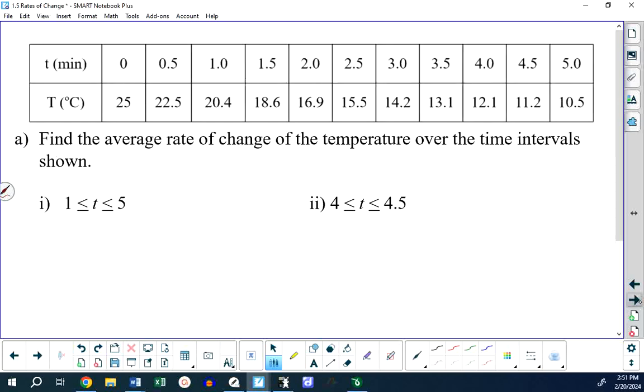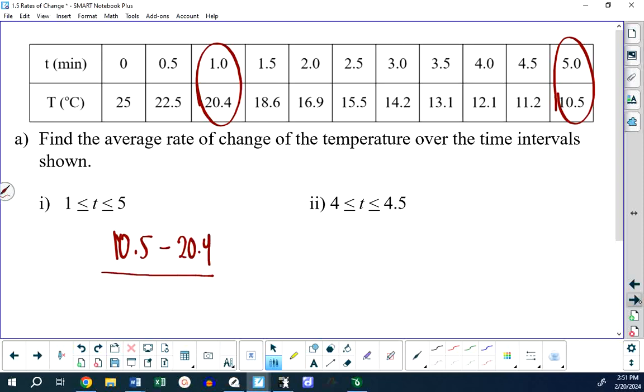What the question says to begin with is, what's the average rate of change from 1 to 5 minutes? It's not difficult. All we have to do is take the change in temperature divided by the change in time. We're using empirical or scientific data here. We're not using a formula to calculate the temperature at those times. We're simply saying that this will be 10.5 degrees Celsius minus 20.4 degrees Celsius over 5 minus 1 minutes.